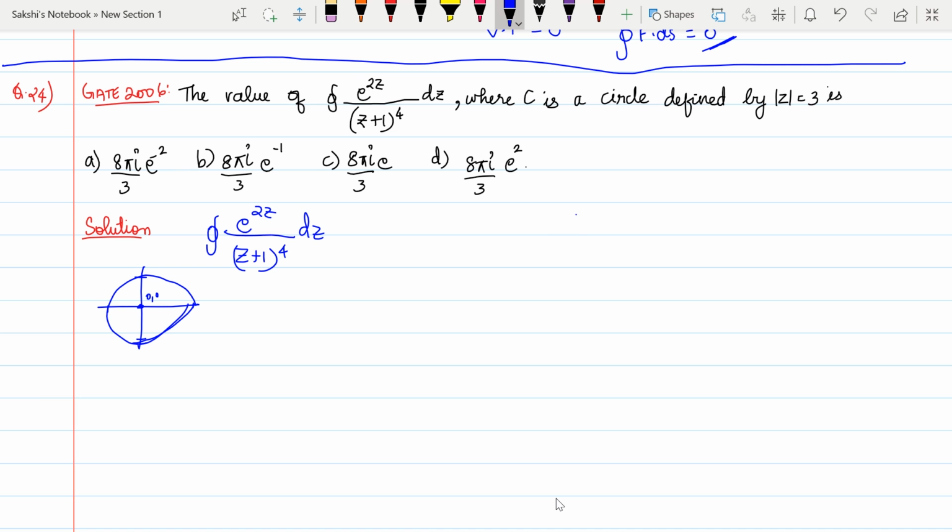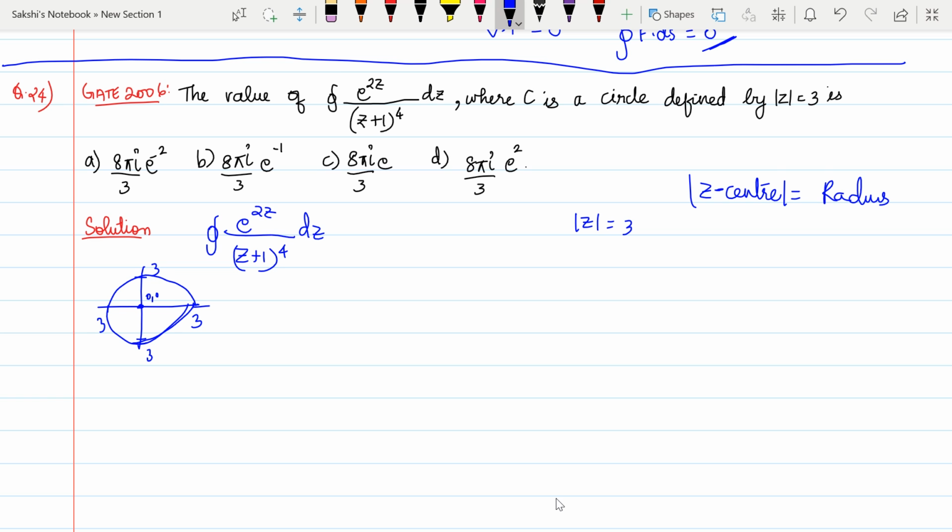Now if you see |Z| equal to 3, how do I know that my origin is 0 and my radius is 3? You can use this particular formula: |Z minus center| is equal to radius. This is one of the formulas to find the center and the radius of the particular contour. So here my radius is 3, and there is nothing over here, no number is given along with Z. Therefore I assume it to be 0, and that would be my center.